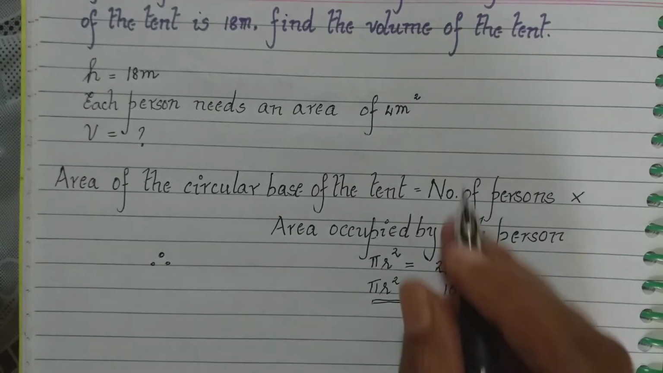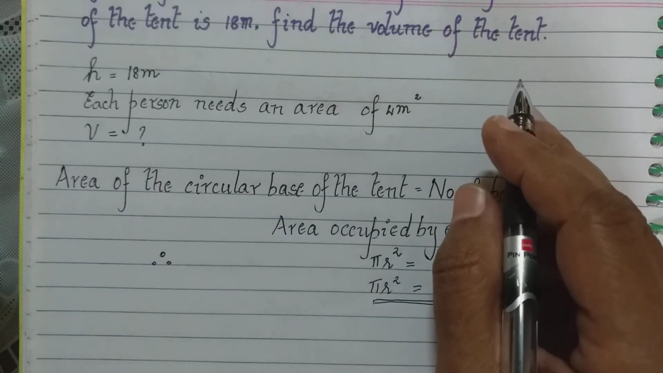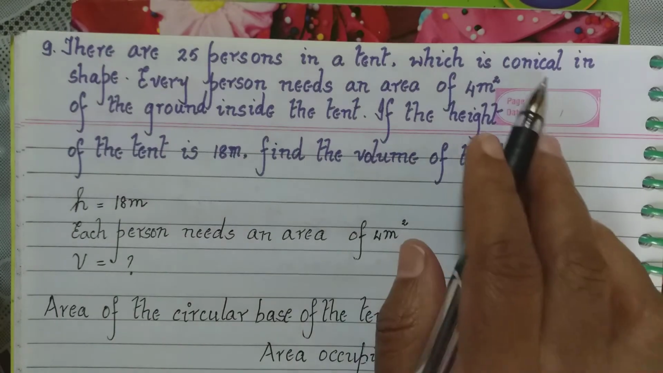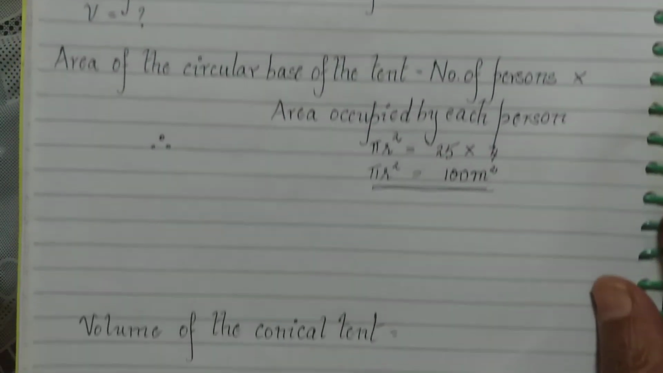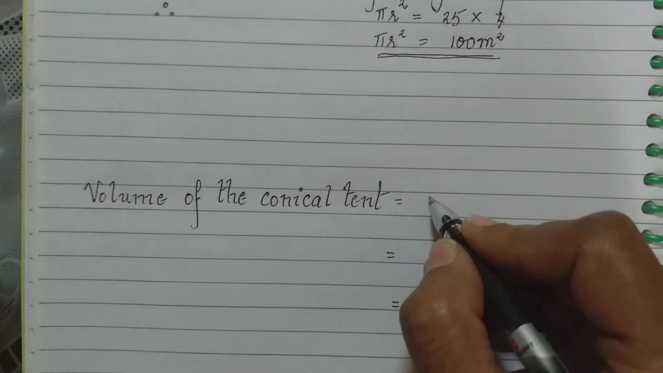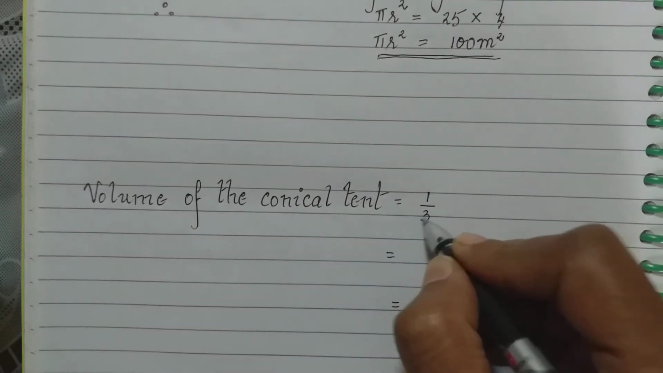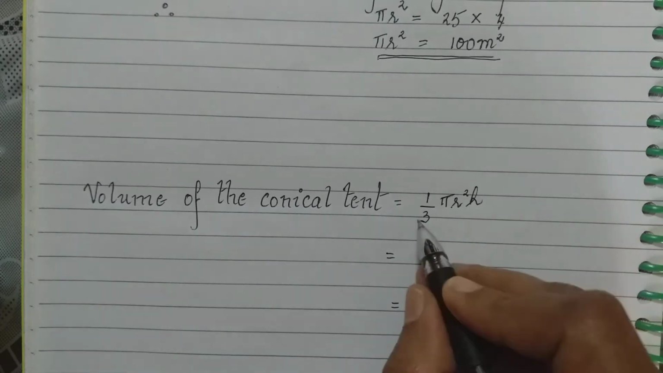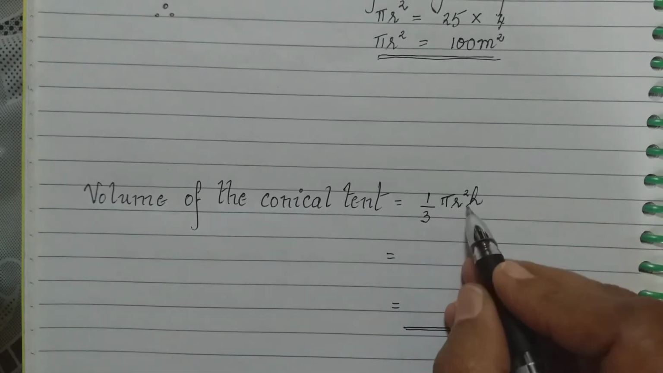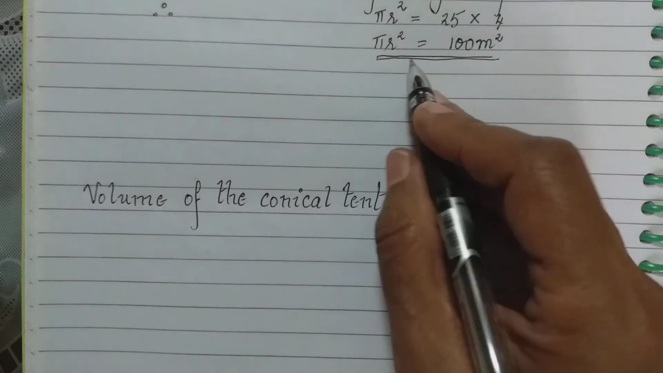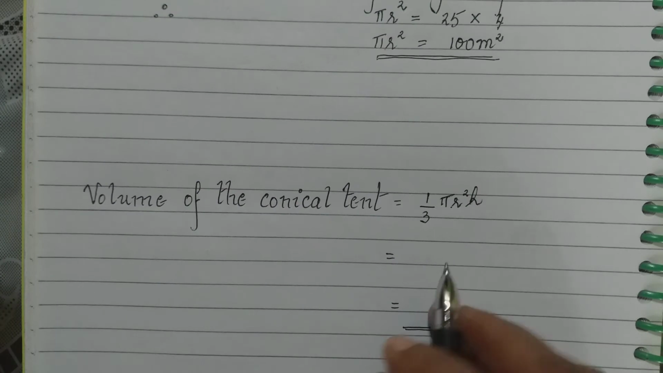We'll see why. Because they have asked us the volume of the tent, and we know that the tent is conical in shape. So that means we have to find the volume of the cone, and the volume of the cone is given by the formula 1 upon 3 pi r square h. So now when I am using this formula, in place of pi r square, I can directly put this 100. That is why I keep pi r square equal to 100 meters square like this.